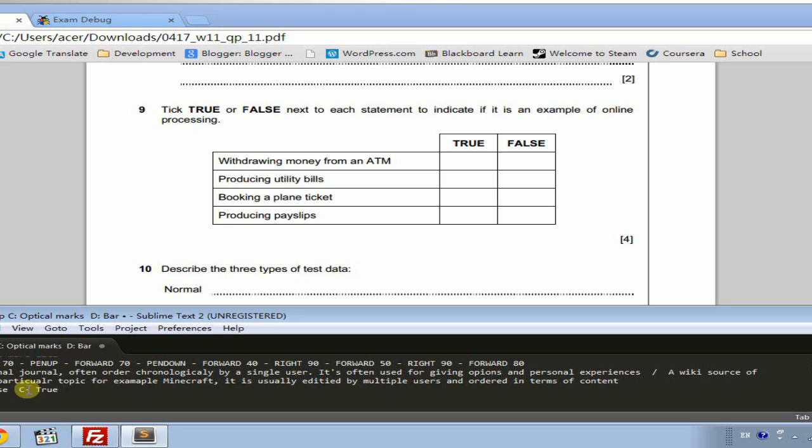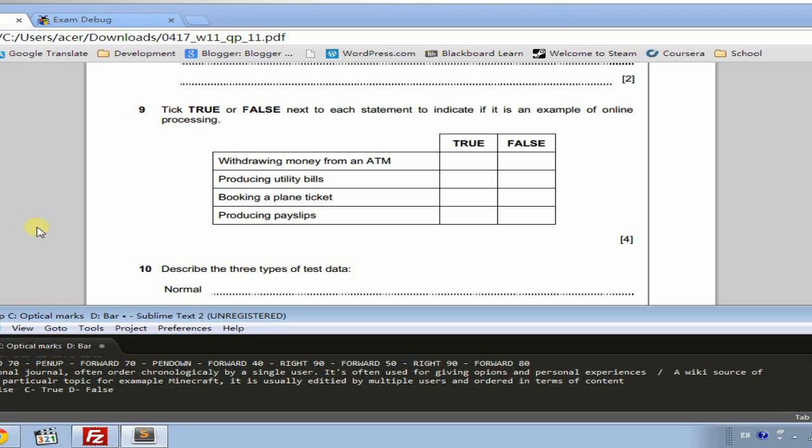True. Okay, and finally, D, producing payslips. Again, exactly the same as utility bills. All the information is already in the computer. It works it out, it prints them out. It's going to be a batch job. Okay.